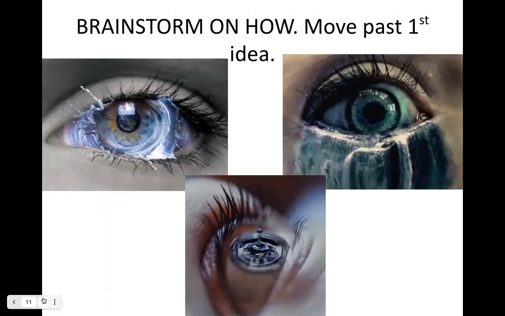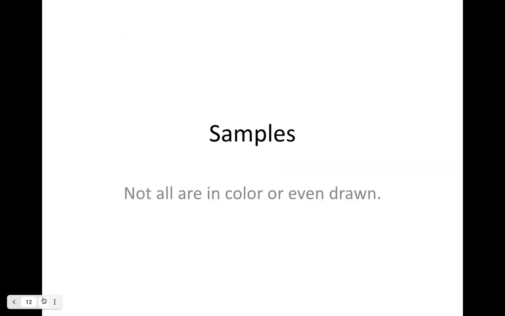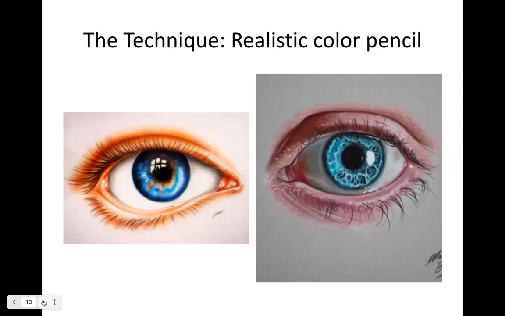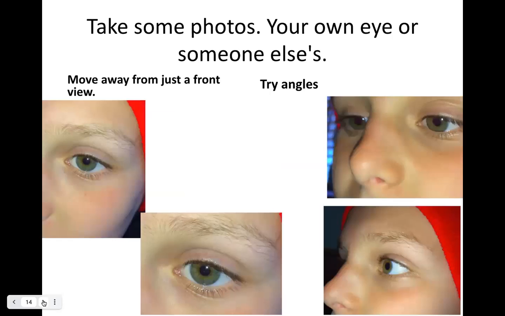When you are brainstorming, try to move past your first idea. You can see these are some digital examples of this. Everyone might think about the waterfall, but how can you do a splash or a drip, right? Moving past, thinking of other imagery that represents water or flow of water, right? So the technique we're going to use is realistic in color pencil, right?